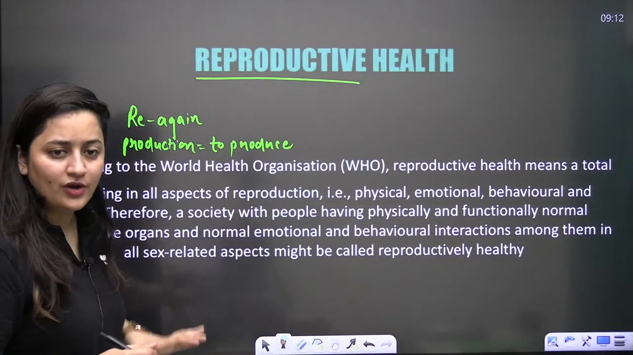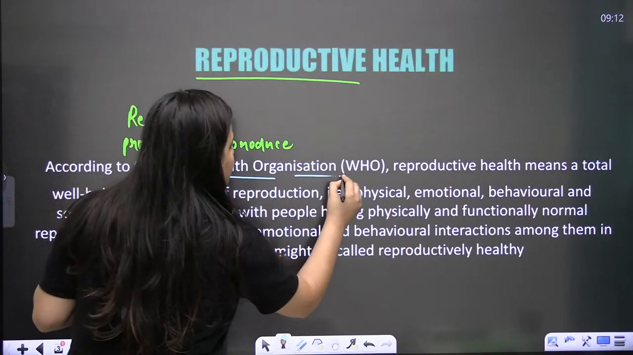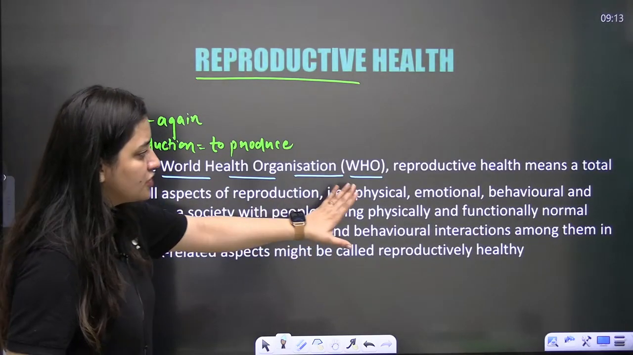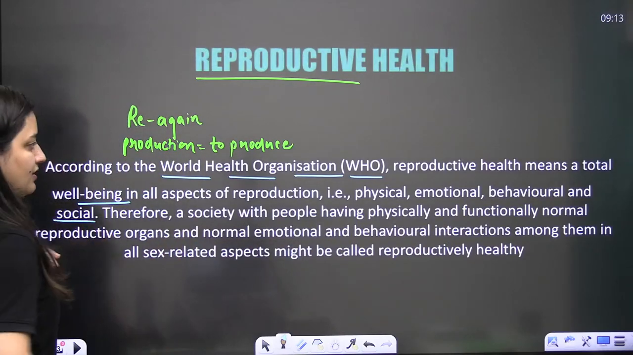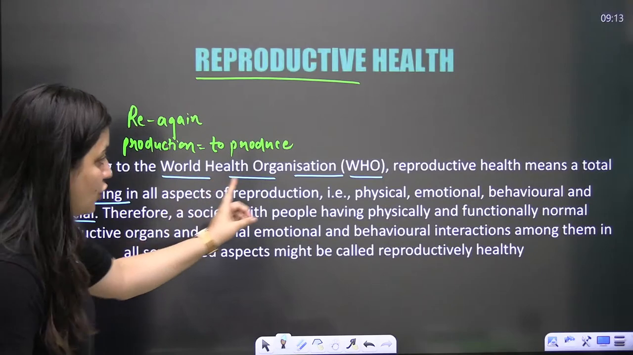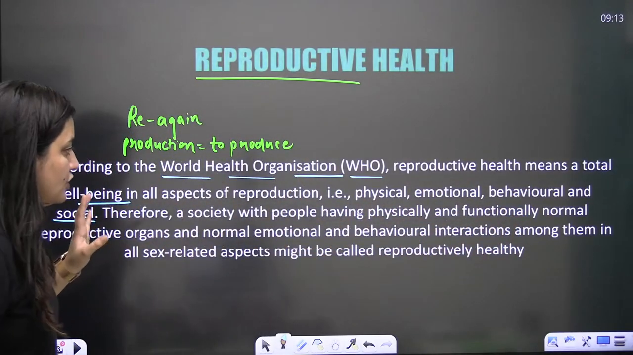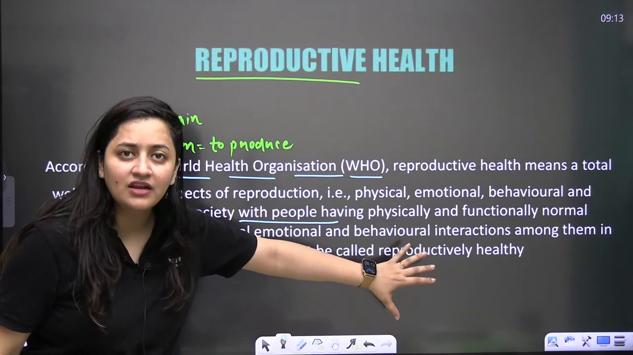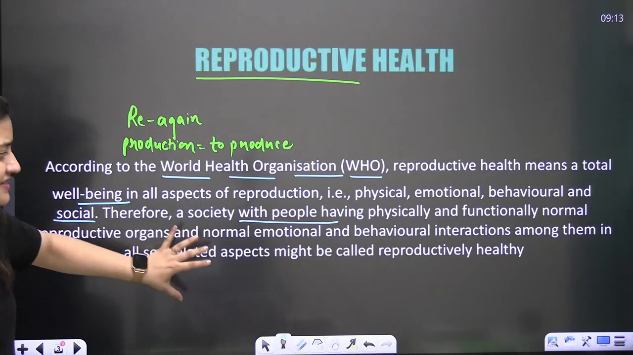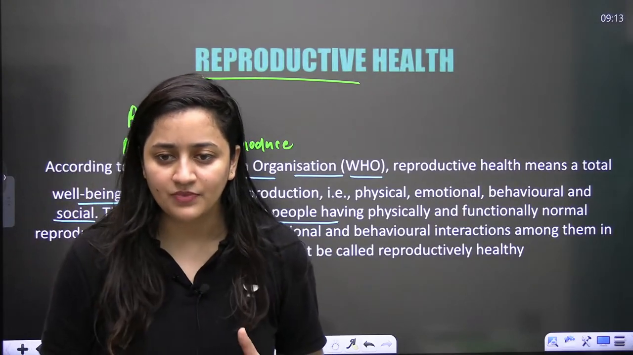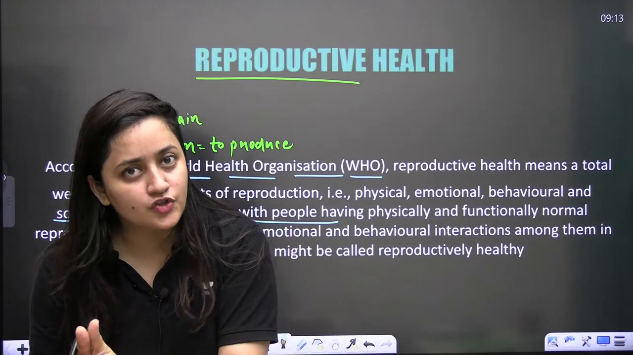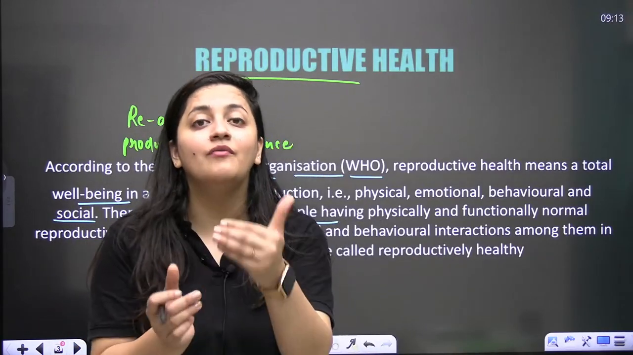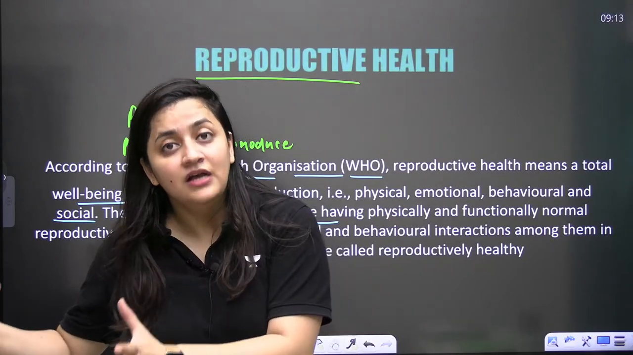Here you can see, as per your NCERT, according to the World Health Organization, that is WHO, reproductive health means total well-being in all aspects of reproduction: physical, emotional, behavioral, and social. You should not miss even a single word from it. So a society with people having physically and functionally normal reproductive organs, and normal emotional and behavioral interactions among them, in all sex-related aspects, they are reproductively healthy. So we have to consider all aspects related to reproduction, even the emotional and behavioral aspects. And it is important to make people aware about reproductive health, otherwise it can be a problem.